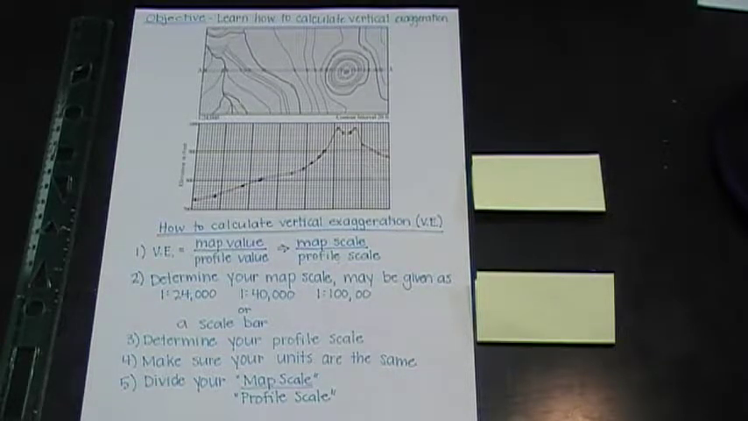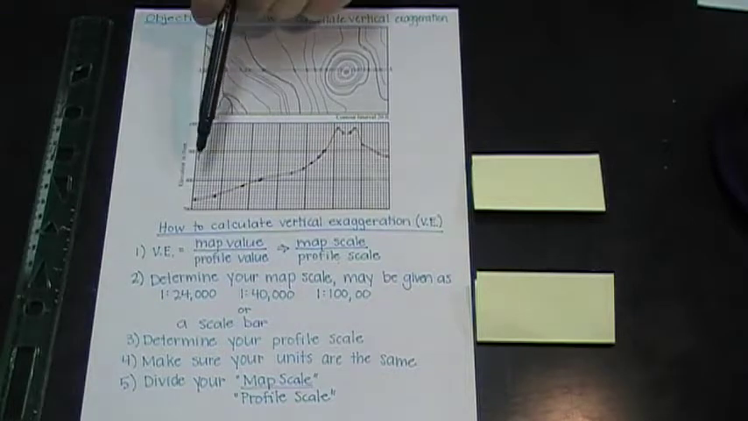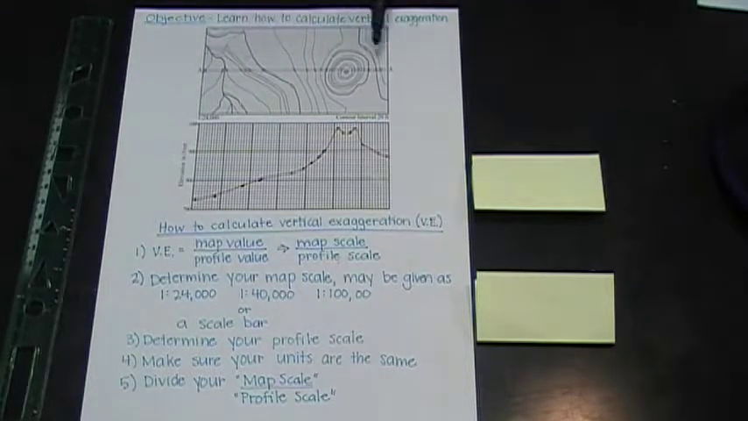So to speed this video along, I have already drawn the profile that is reflected by this map. The first thing I want to point out before we even begin is our map scale. Here we have a 1, a colon, and 24,000. What that means is that 1 inch on this map equals 24,000 inches in the real world.